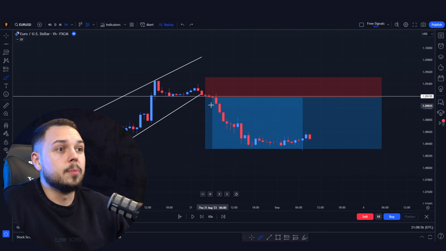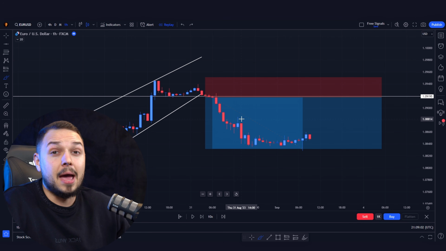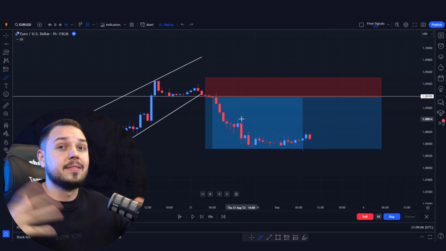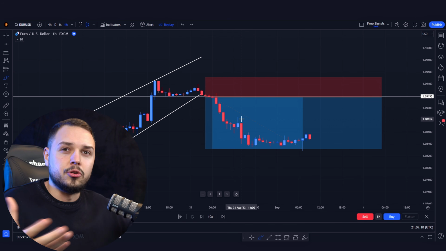Now, of course, we could potentially enhance this trade by waiting for a pullback and then entering the trade, but the pullback didn't happen, so you would have missed out on this trading opportunity, which is totally fine. Sometimes you rather miss out than enter a trade that you're not 100% sure on.